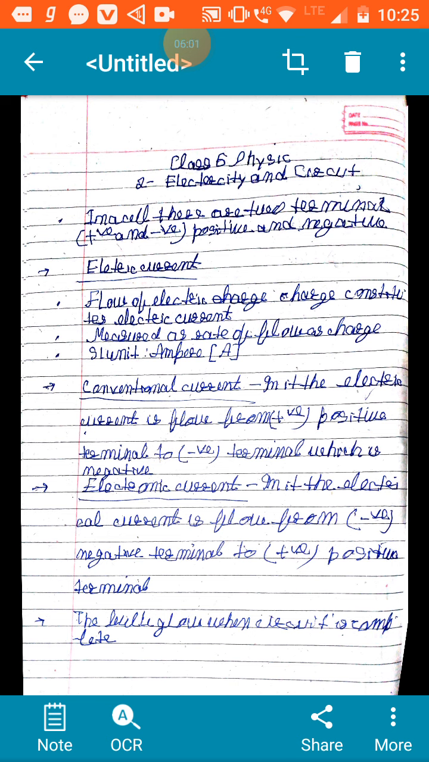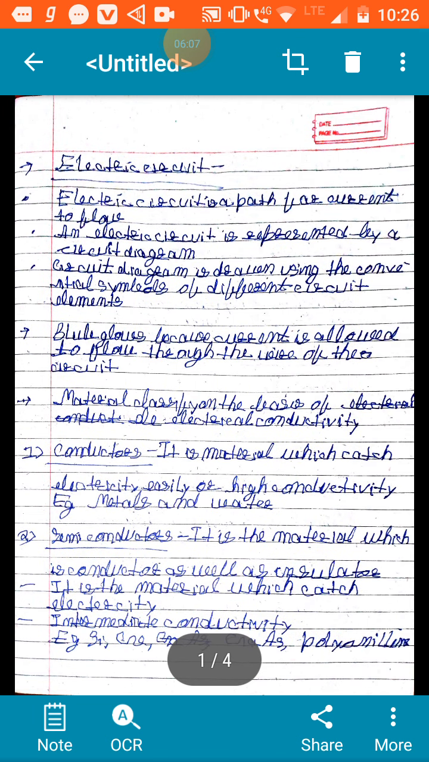The circuit is complete. Electric circuit: it is a path for current to flow.